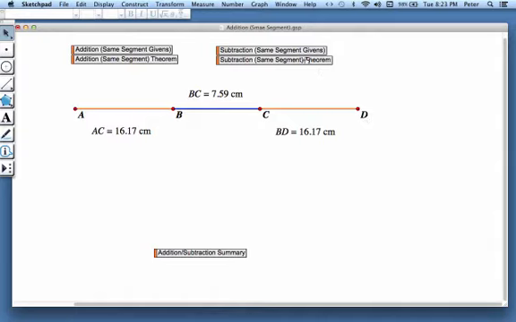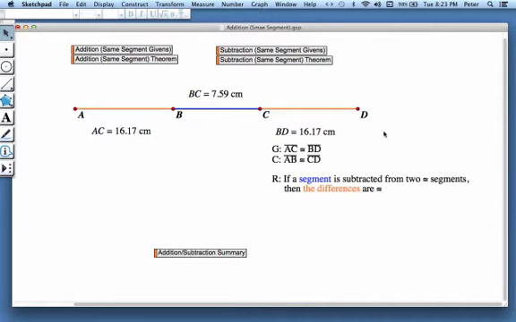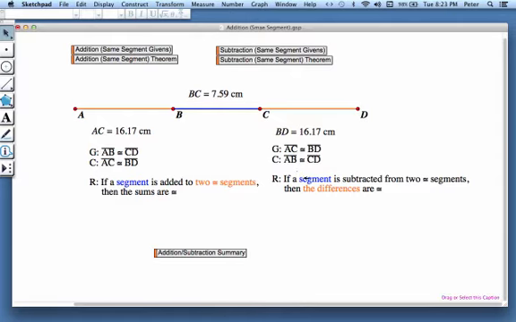Okay, hopefully you saw that if you know AC is congruent to BD, then you can conclude the smaller orange segments must also be congruent. And that's the opposite of what we just saw in the addition theorem. The reason for subtraction is that if a segment is subtracted from 2 congruent segments, then the differences are congruent. Notice here that the segment being subtracted is BC. The 2 congruent segments are the long ones, AC and BD, and the differences are AB and CD.